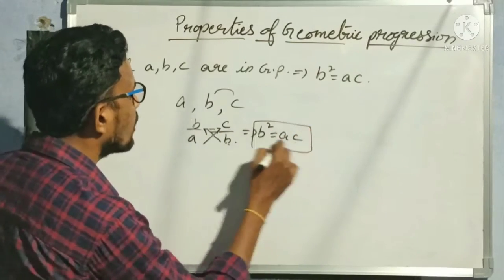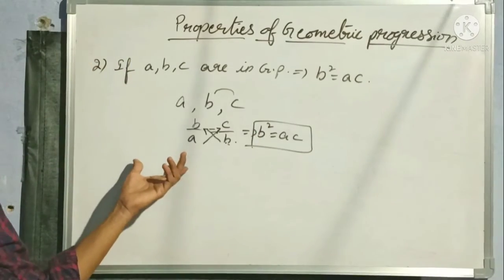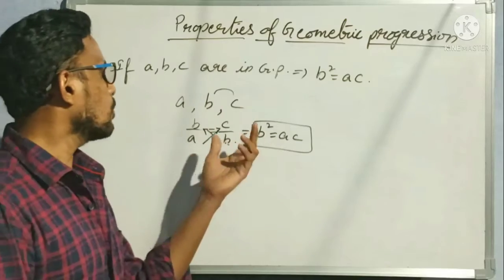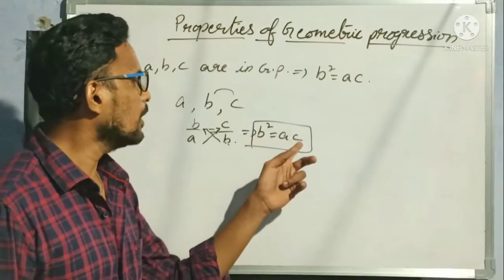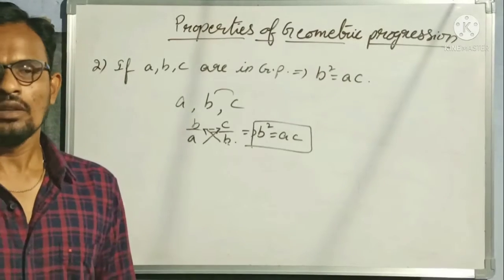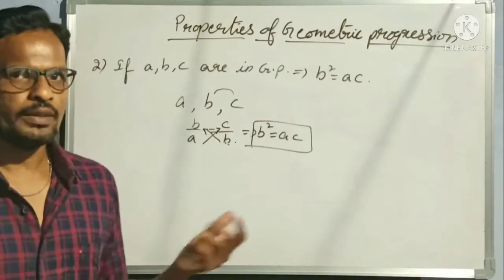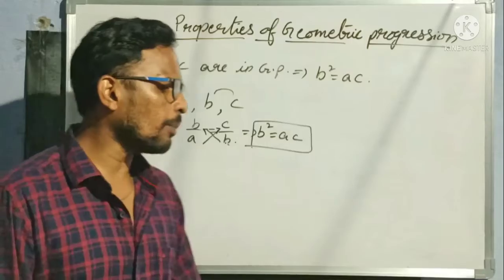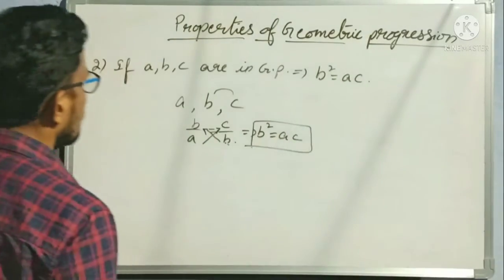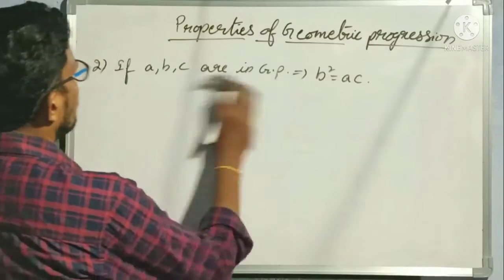We are getting a condition or not? Clear? So whenever we take three terms in geometric progression, definitely the square of the second term should be equal to the product of the first and third terms. Clear? That is the second important property of geometric progression. So here is an example related to this. So let us solve that example.